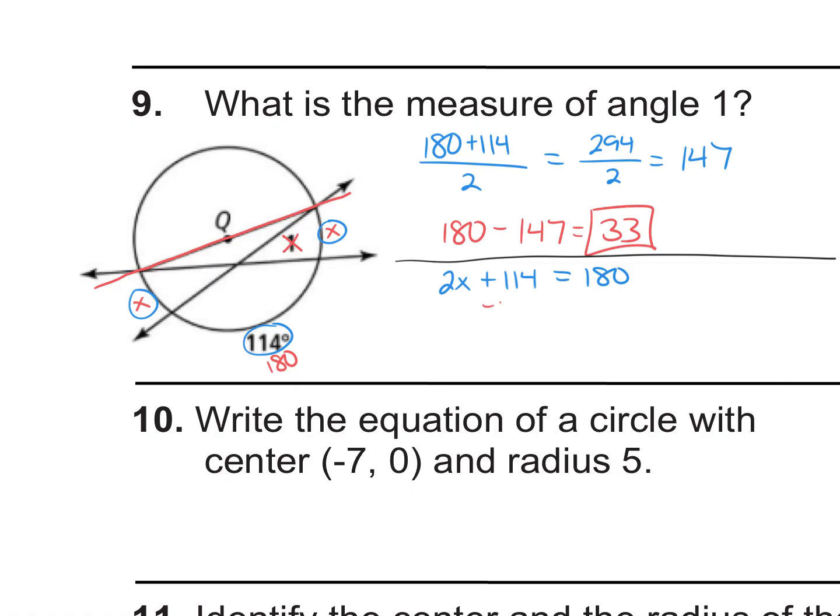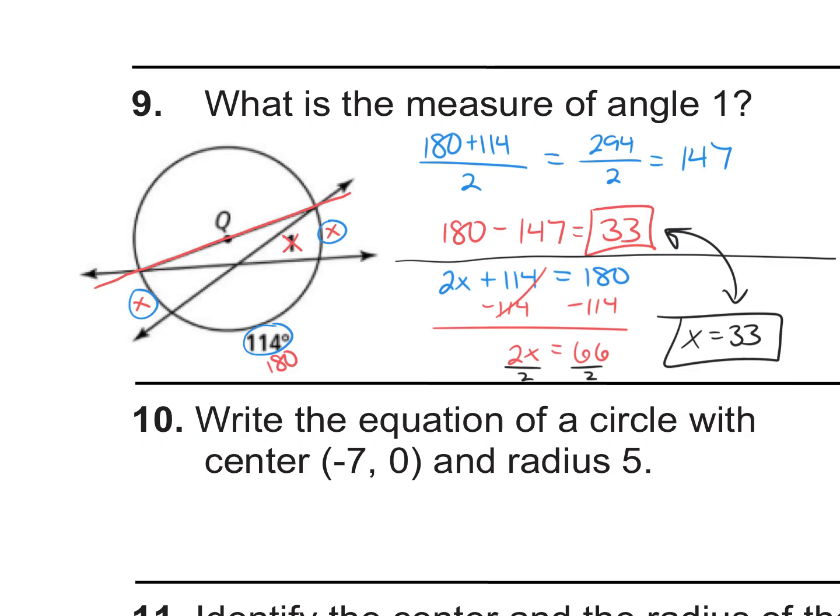Subtract 114 from 180. Yep, 2X equals 66. Divide by 2, I would get 33. So it does not matter what route you do, you will get the same answer. What piece of information did we need in order to solve? The diameter. Yep, again, we use the diameter to help us.